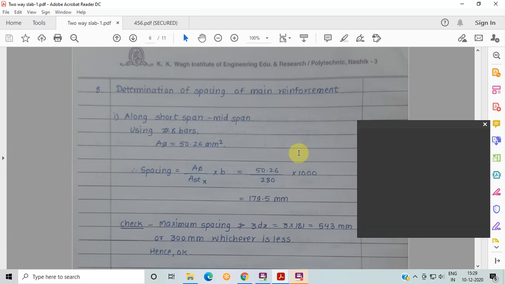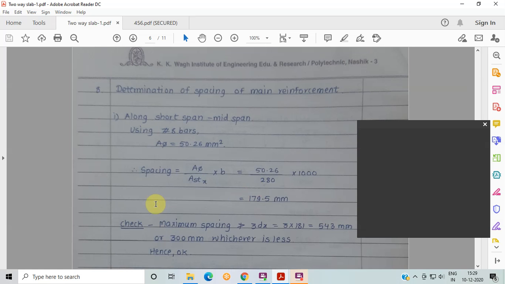Now for this also we have to provide the check. And what is that check? Check is for maximum spacing. So maximum spacing of distribution steel shall not be more than 5 times the depth or 450 mm, whichever is less. Already we are getting this value only 117, so we can provide that. 117 is rounded to 110. So we are writing here provide 8 mm bars at 110 mm center to center.